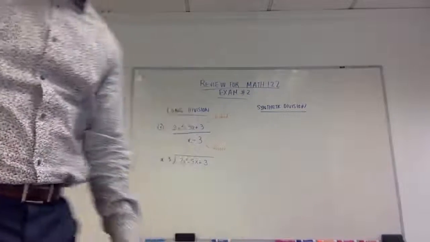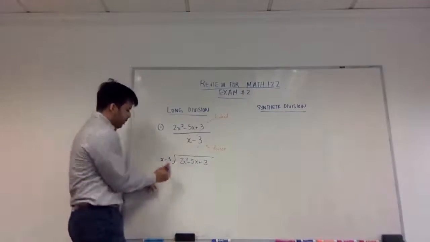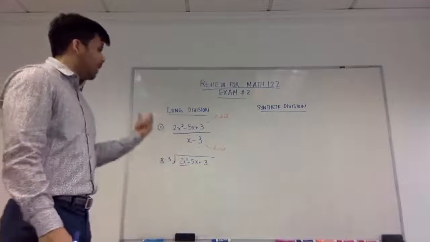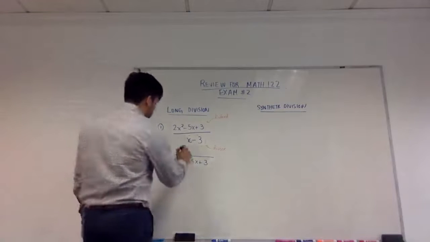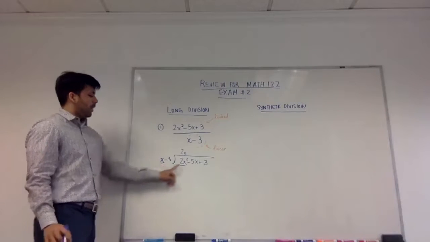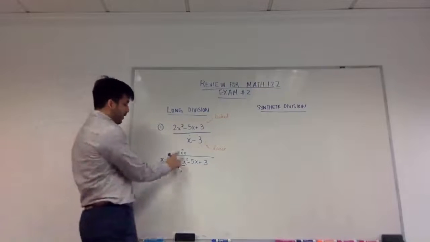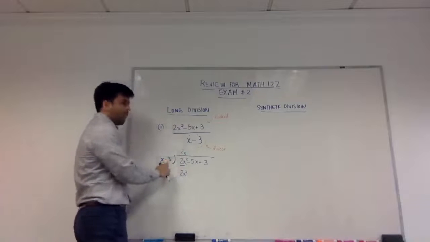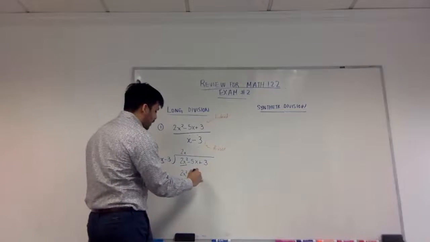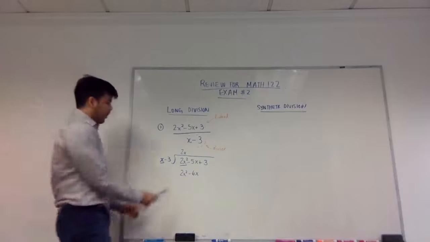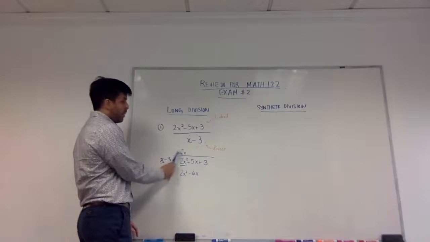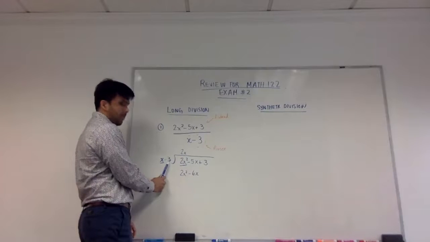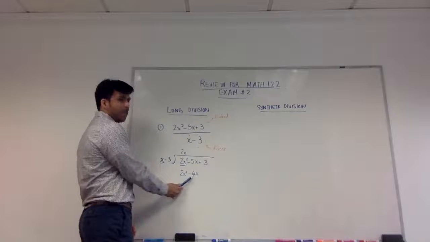And then the question becomes, what do I multiply to this first term to give me this first term here? So what multiplies to x to give me 2x squared? It will be 2x, right? Because 2x times x gives me 2x squared. And then 2x times negative 3 is negative 6x. So once we find the term that multiplies x to give 2x squared, I also have to multiply it to the other term in the divisor. I get a negative 6x squared.